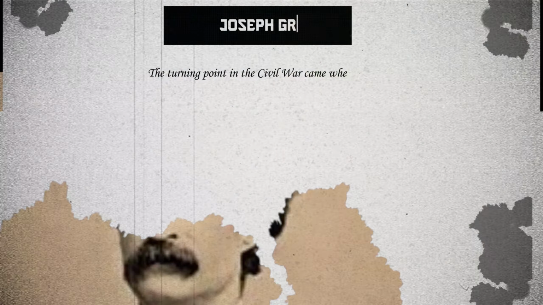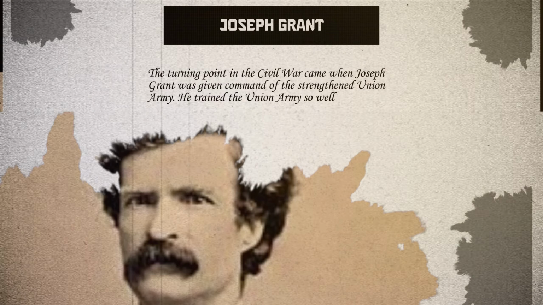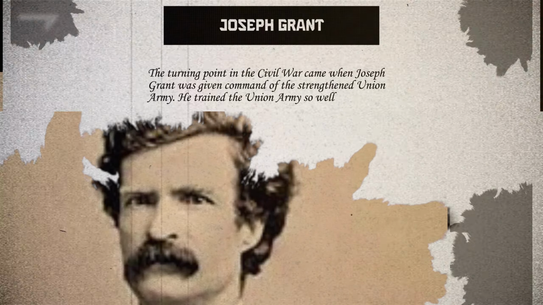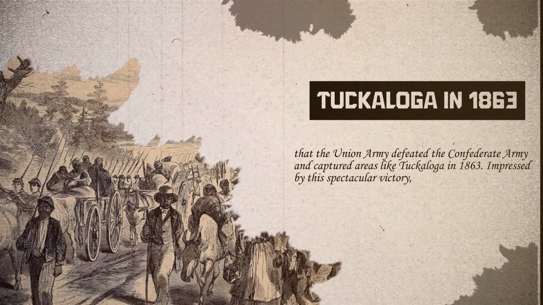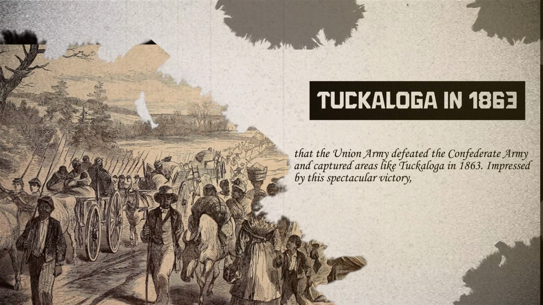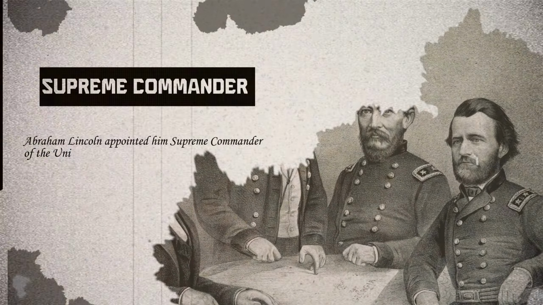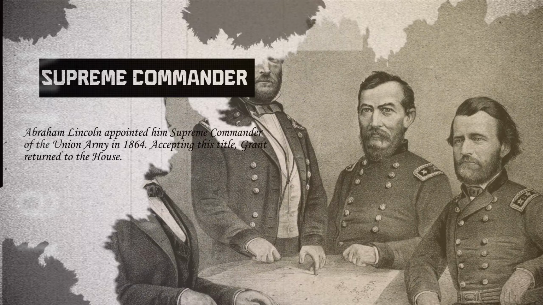the Civil War. The turning point in the Civil War came when Joseph Grant was given command of the strengthened Union Army. He trained the Union Army so well that the Union Army defeated the Confederate Army and captured areas like Tuckalooga in 1863. Impressed by this spectacular victory, Abraham Lincoln appointed him Supreme Commander of the Union Army in 1864. Accepting this title, Grant returned to the House.